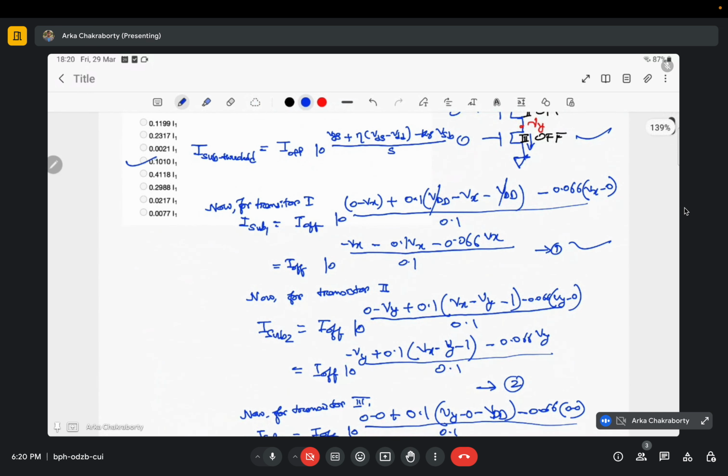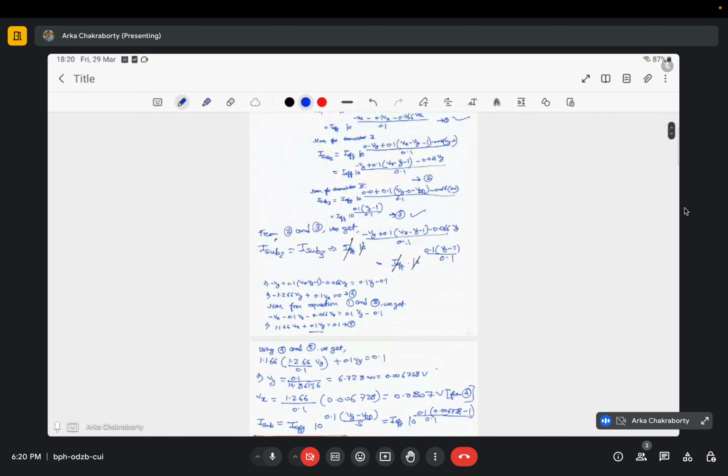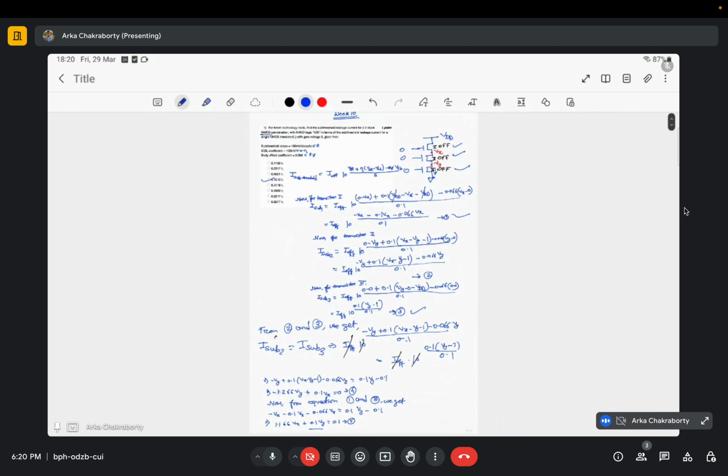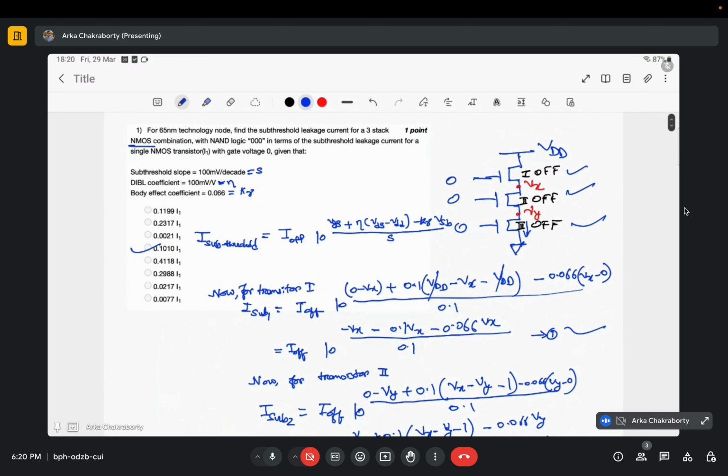See, 0.1010 I1. This is the answer. Clear? The calculation can seem a bit lengthy, but the concept is easy. When such kind of circuits, such kind of problems are there, just find which transistors are on, which are off, and find the node voltages. If you can identify the node voltages, then you can simply write the current equations and equate them to find the node voltages and the corresponding subthreshold currents.